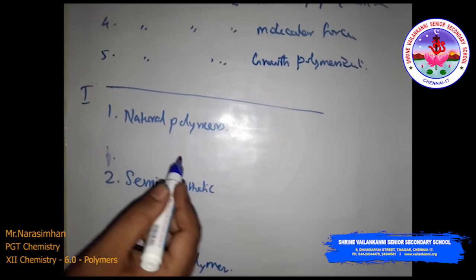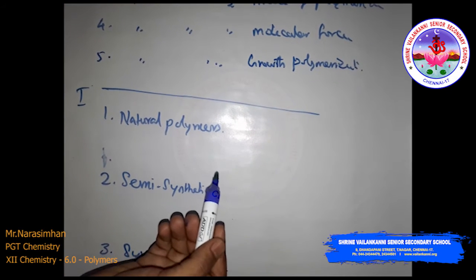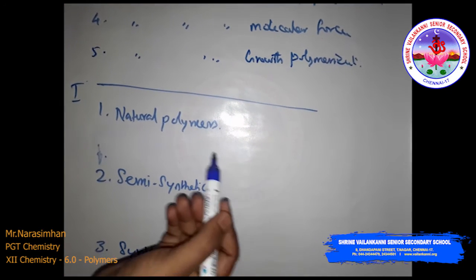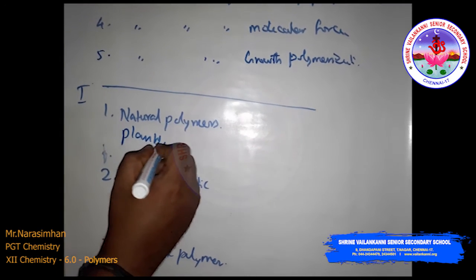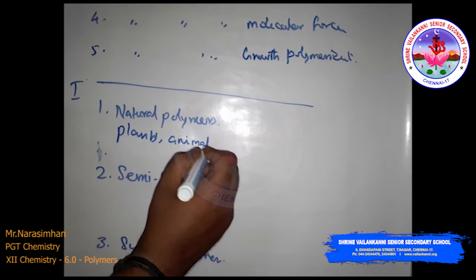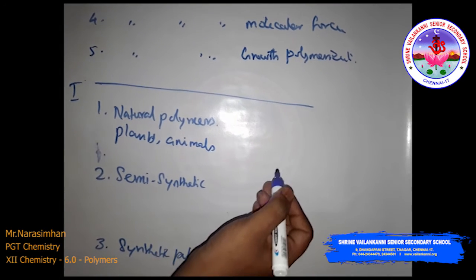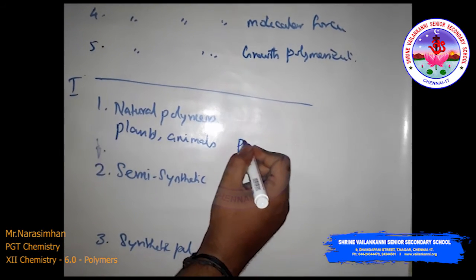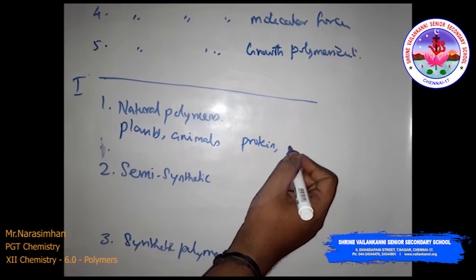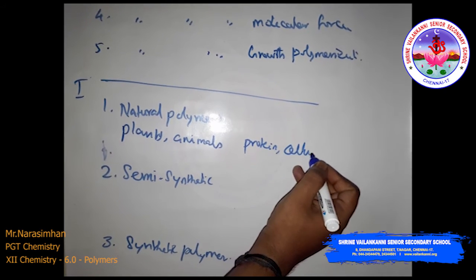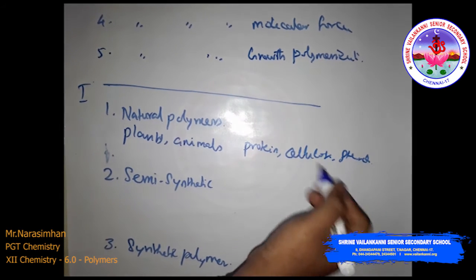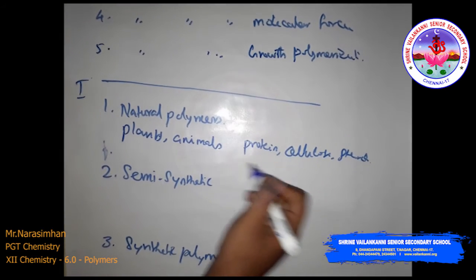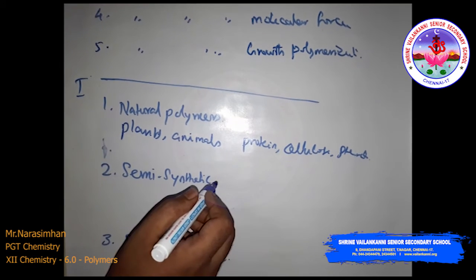First, natural polymers. What are natural polymers? They are naturally occurring, that means polymers found in plants and animals. Examples: proteins, cellulose, starch, some resins, and natural rubber. So these are called natural polymers.